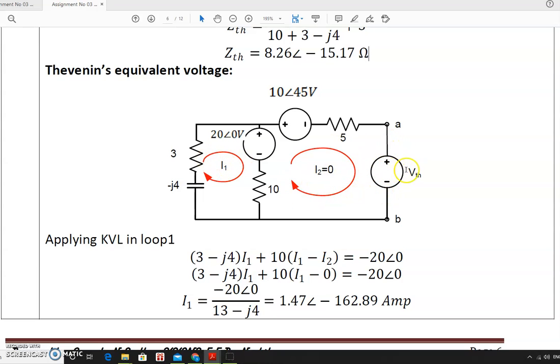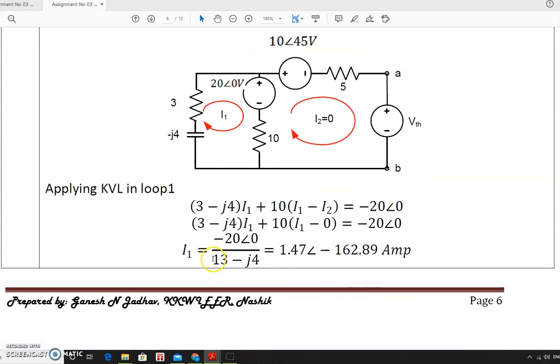So we have to calculate the VTH value such that the current flowing through this is equal to 0, and in this is the current I1. So applying the KVL in the first loop and second loop. So what is the total impedance in the first loop? 3 plus 10 minus J4. So 3 minus J4 I1 plus 10 I1 and I2 is equal to 0.